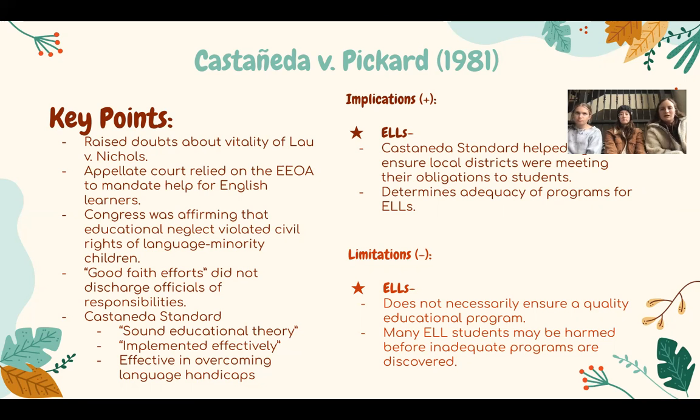And so some of the implications were that this standard helped to ensure that local school districts were meeting their obligations to actually efficiently help students. And it helped determine the adequacy of programs for ELL students. And then some of the limitations were that it didn't always ensure a quality educational program, and a lot of students were harmed before inadequate programs were discovered. So a lot of students had to go through the hard times before actually having an efficient and adequate program to help their education.